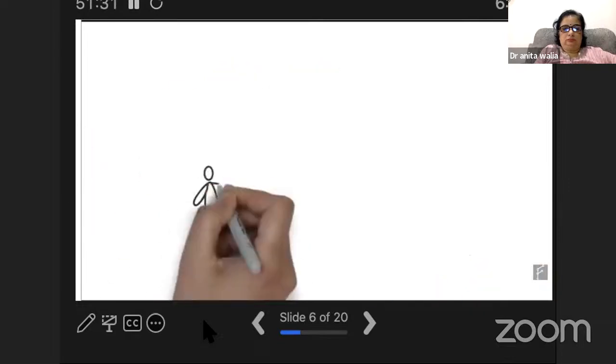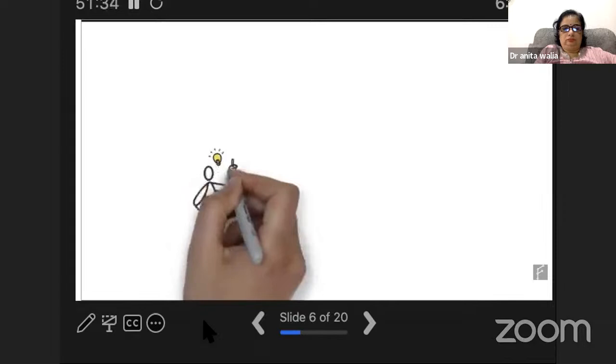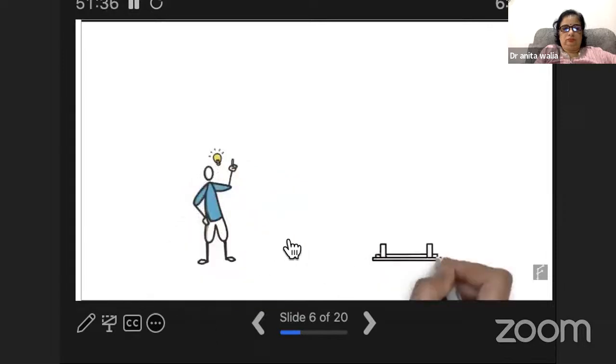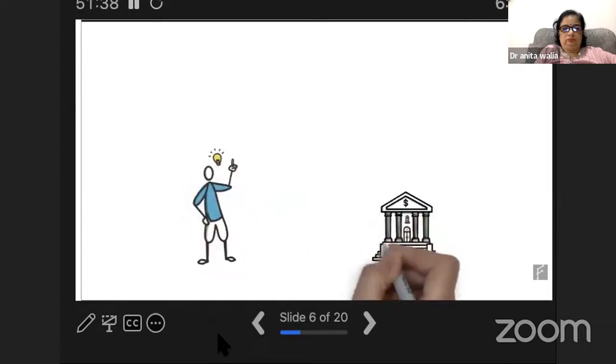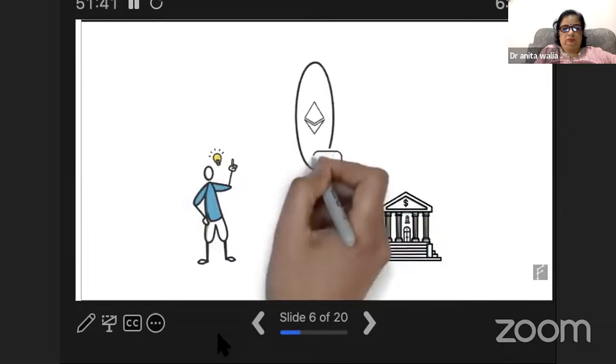Now, to understand the value proposition of decentralized finance even better, let's go through a few common problems in traditional finance and see how they can be addressed in DeFi.